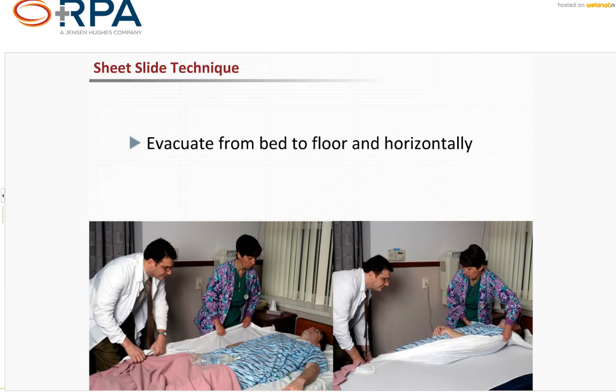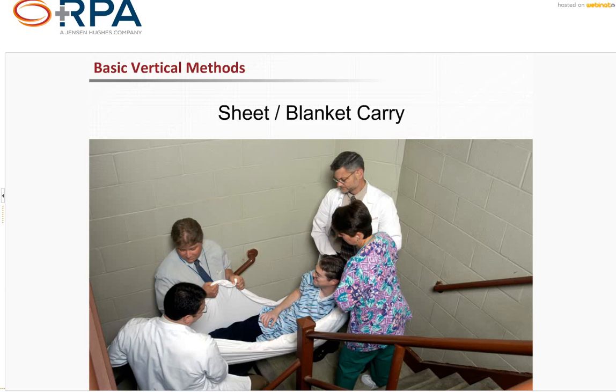However, in a full building evacuation type situation, we shouldn't be sliding people onto the floor and dragging them down the hallway. Sheets are typically looked at as a vertical means and method for carrying people down the stairs. I will tell you from experience, this is not very easy to do. It is very basic. It is a very challenging means and method, and depending upon the sheets, they pull, stretch, or tear right out from underneath you.